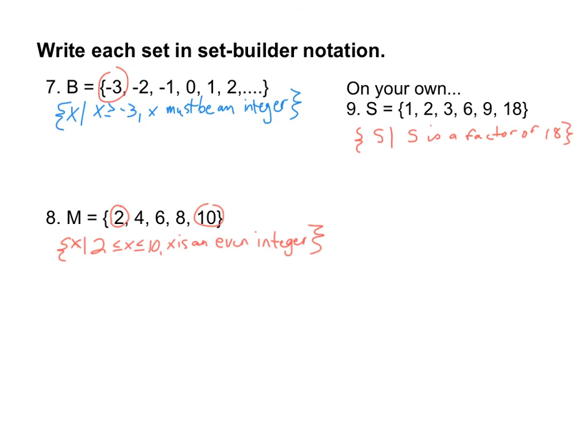s such that s is a factor of 18. If you actually take a look at the definition of a factor, some of the language that I used in a previous problem was a little bit redundant. So you can actually just simply say s is a factor of 18 on this one, and you're done.